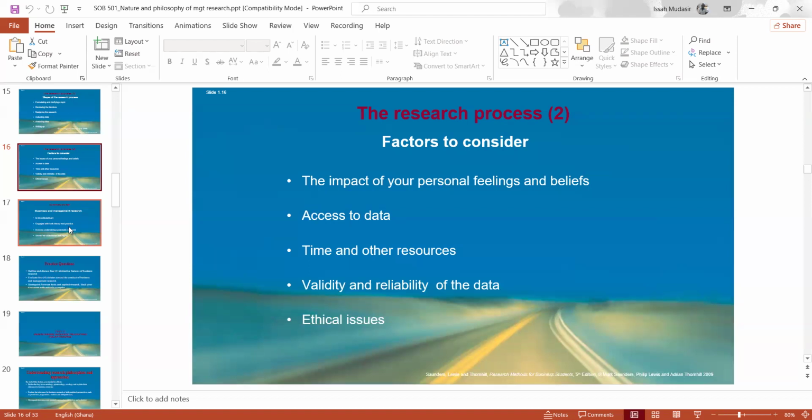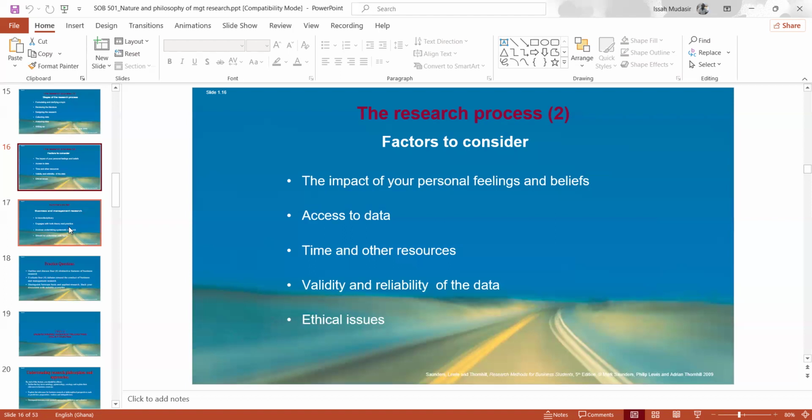Now, what factors are important when it comes to research? Number one, the impact of your personal feelings and beliefs. As a researcher, your personal feelings and beliefs are important when it comes to what research topics you will research in and what topics you will not research in.